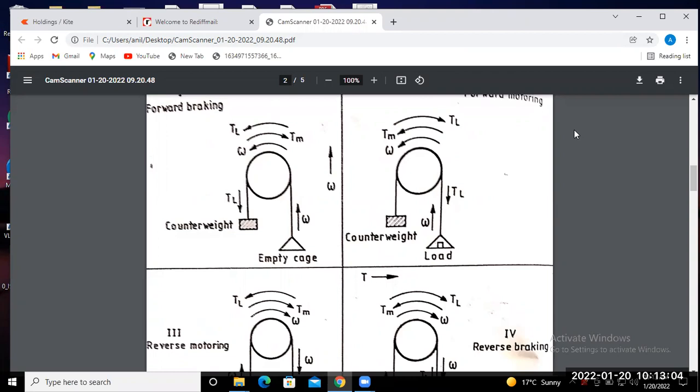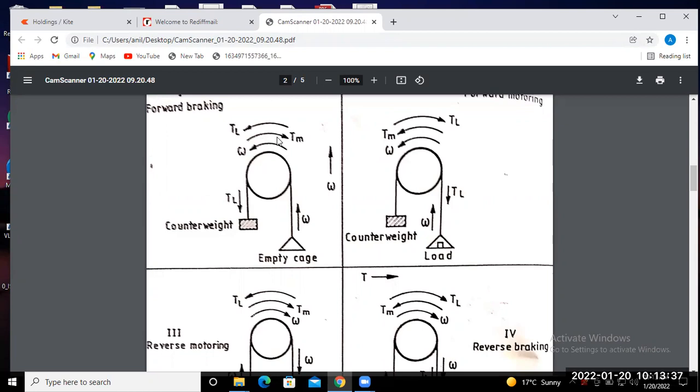But in the forward braking mode, we have to apply the braking on the motor. So we develop the electromagnetic torque in the motor in the opposite direction to the motion. Okay. So you will find that in the forward braking mode, the direction of motion and the development of electromagnetic torque are in opposite directions. So that's why we say that we are in forward braking mode.